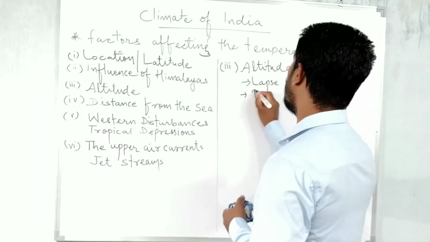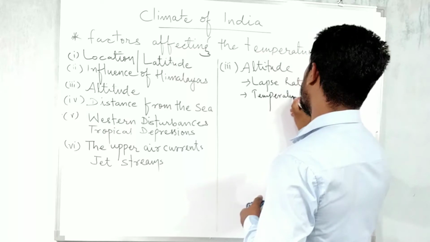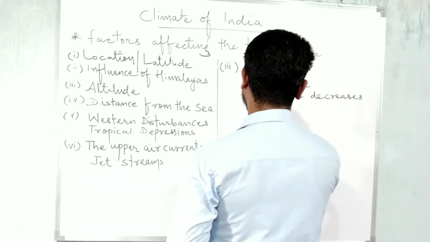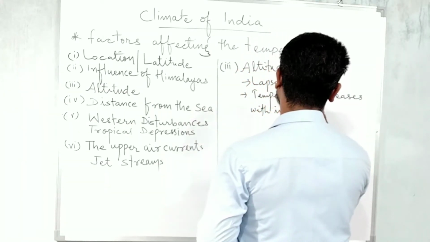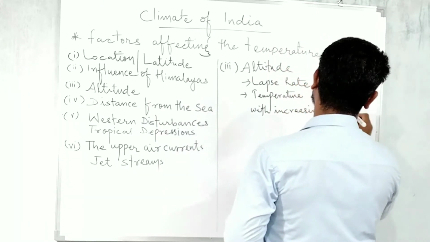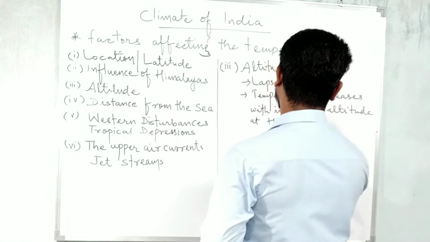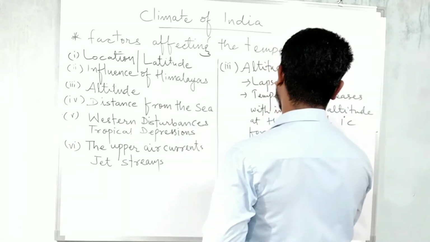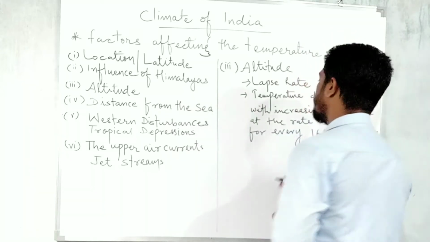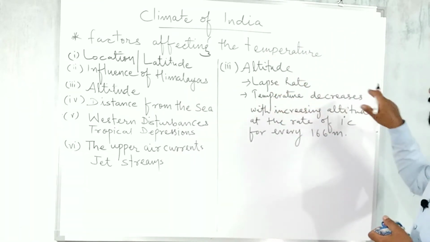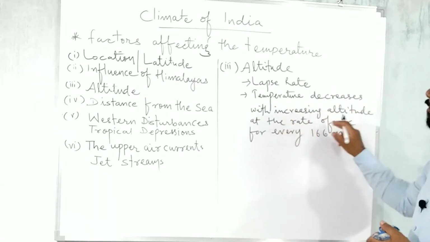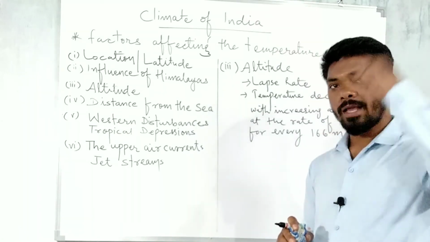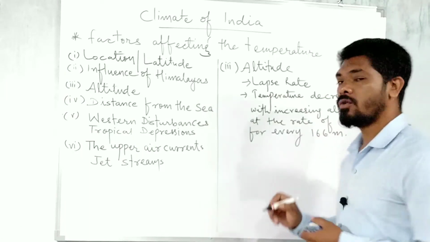The lapse rate means the temperature decreases with increasing altitude at the rate of 1 degree Celsius for every 166 meters. When you go 166 meters high, 1 degree temperature will be reducing.